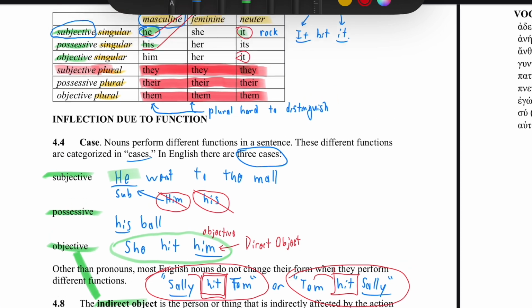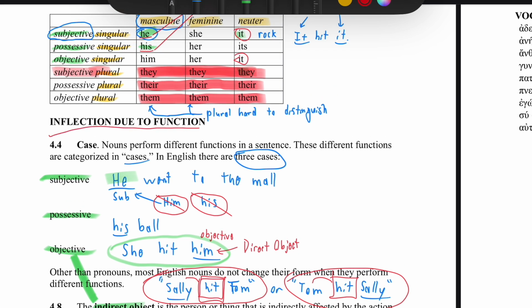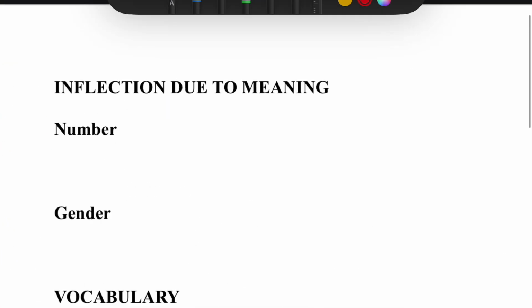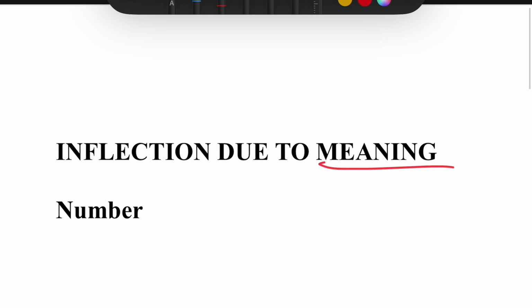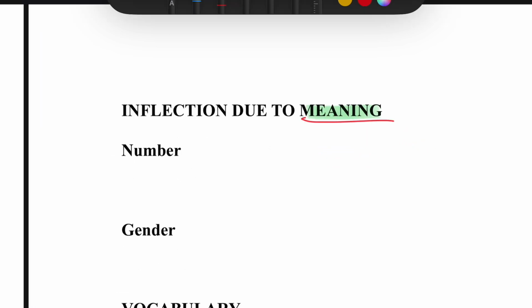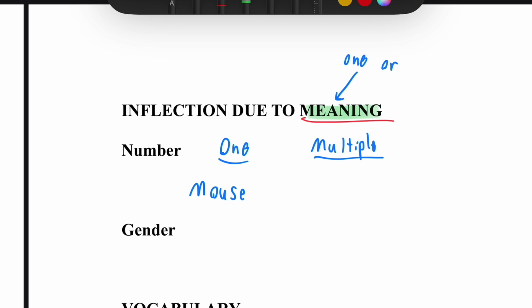All right, so that's a little bit about inflection due to function. Now let's look briefly at inflection due to meaning. We have a few different categories in English that impact inflection. The first is number, whether there's one of something or multiple. A great example of this would be "mouse." There is a meaning difference between one or two of something.